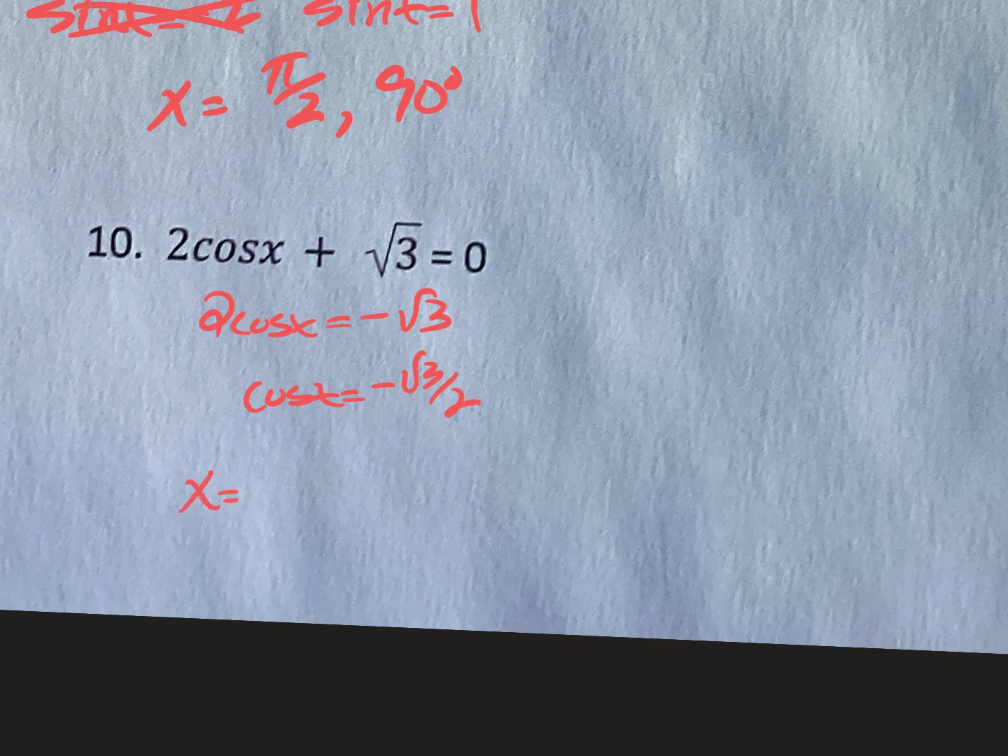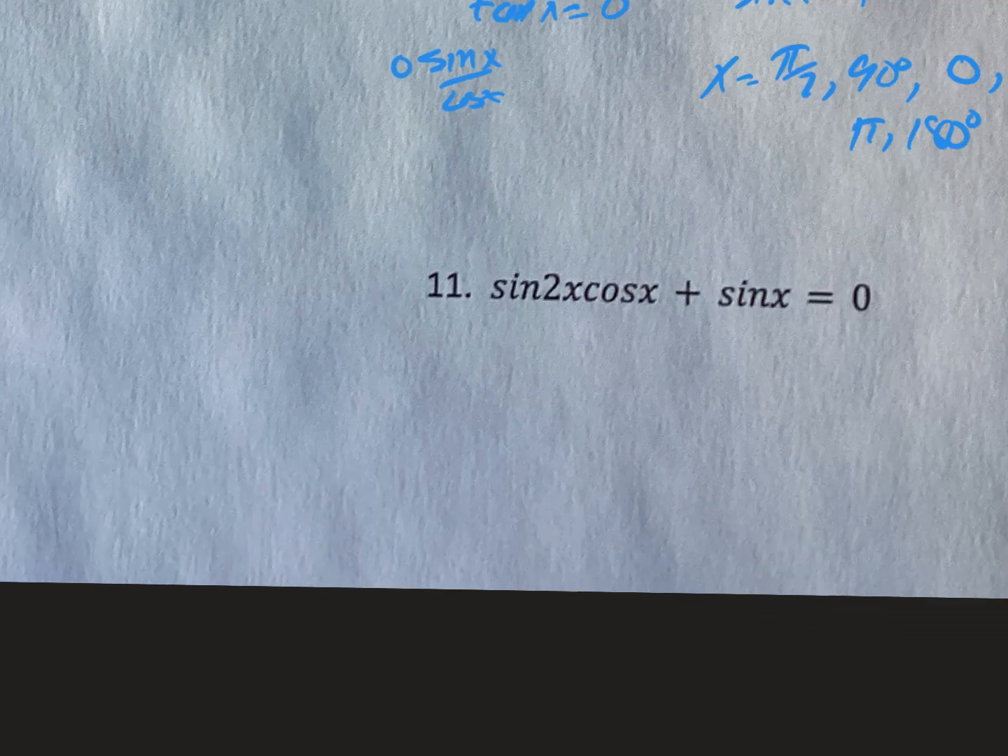Cosine is negative in quadrant 2 and quadrant 3. And where's the value square root of 3 over 2? That's at the pi over 6's in each one. So I'm going to say, okay, that's 5 pi over 6 in quadrant 2, and 7 pi over 6 in quadrant 3. 5 pi over 6 is really 150 degrees, and 7 pi over 6 is really 210 degrees, and that's 10. And the last one of these, number 11.